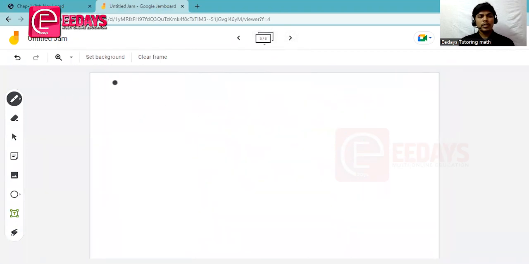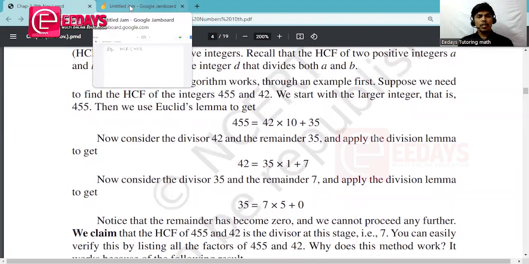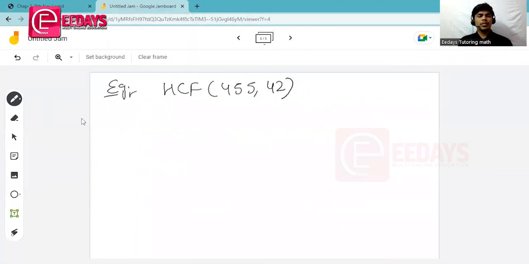For your understanding, I'm doing this. So HCF of 455, comma 42. Okay. Normally, if they give division, in rough work you will do it like this. So 42 and 455. 42 tens are 420. If you do subtraction, you get 35. So here 35, the remainder, is less than 42.